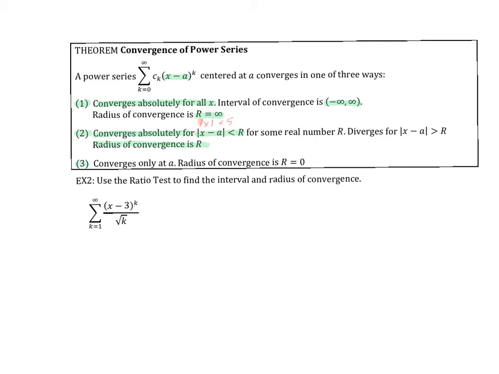The third case, which we didn't do an example on, would be that it converges only at the center a. And in that case, the radius of convergence is 0.